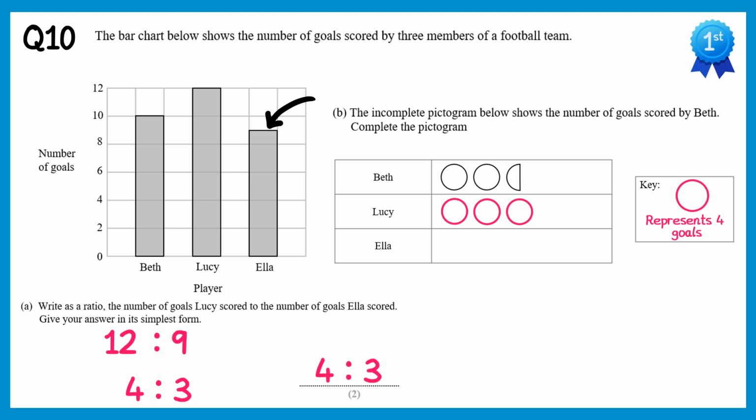Then we move on to Ella. So Ella scored 9 goals. So if we take one circle, that's 4, a second circle, that's 8, but we only need one more goal. Now since one of the circles represents 4 goals, a quarter of it will represent 1 goal. So we just need a quarter more, and there's your extra goal, and you can now see that Ella has 9 goals.